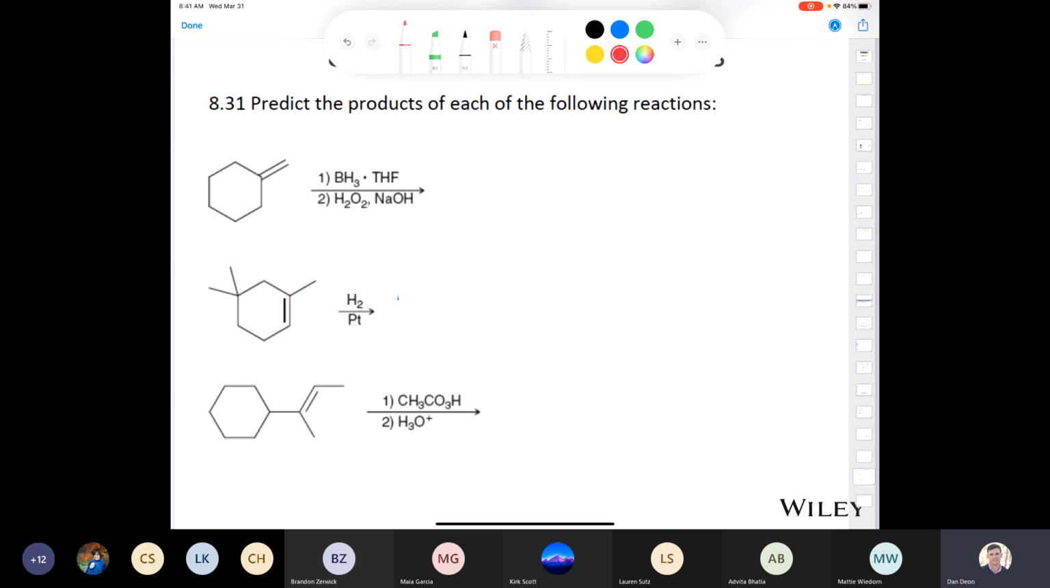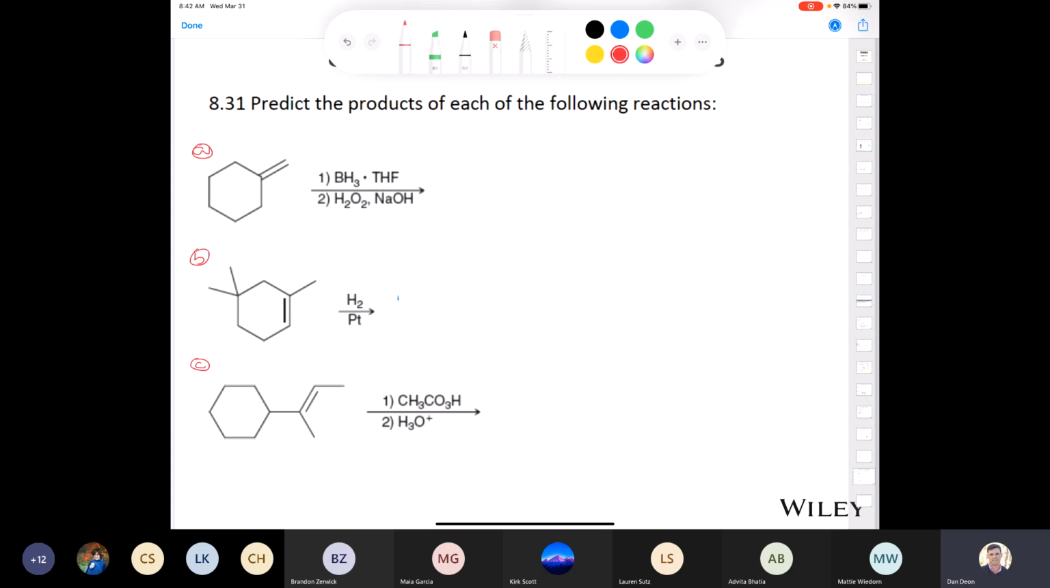Okay, 8.31. I'll call this A, I'll call this B, and I guess I'll call that C. Could anybody tell me what's happening in the first reaction? You can give me a shorthand answer, or you can unmute your mic. What's happening in the first reaction? BH3THF followed by hydrogen peroxide and sodium hydroxide. What's going to happen in this reaction?